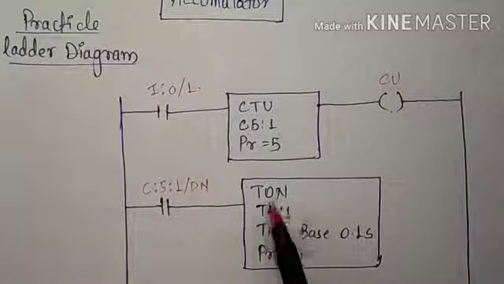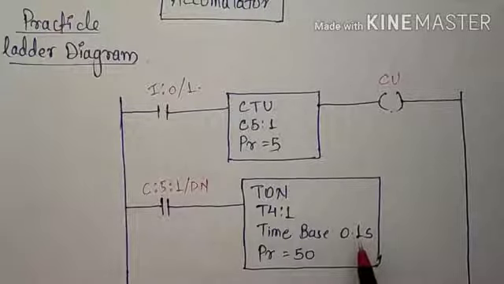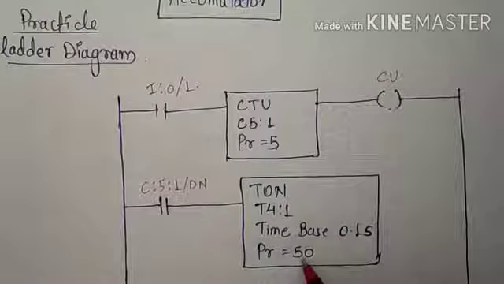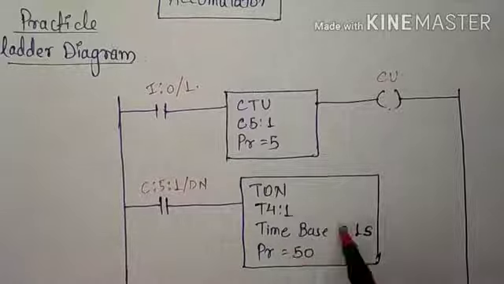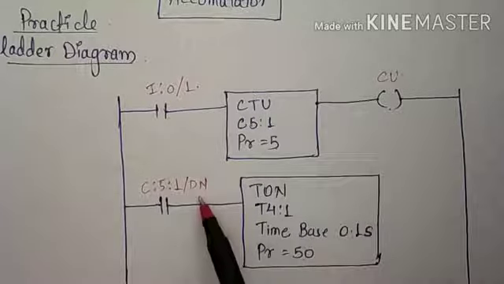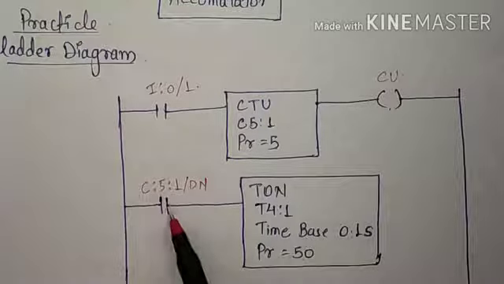Then I'm using a timer also, a T-on timer. My T-on timer number is T4:1. Timer base is 0.1 seconds, and preset is 50. This means up to what value will the accumulator increment? Up to 50. We have 0.1 seconds, and it has an address of done. See, the done bit is set with this address.